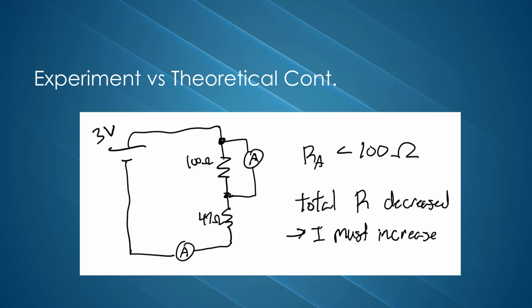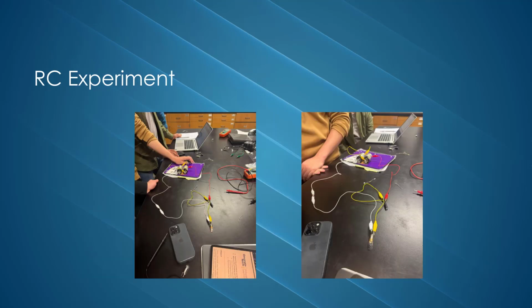Another part of our experiment is connecting an ammeter in parallel. Because the resistance of the ammeter is much lower than the 100 ohm resistor, our total effective resistance of our circuit just decreased. This means that our current must increase because our voltage is constant. Finally, for our RC circuit.